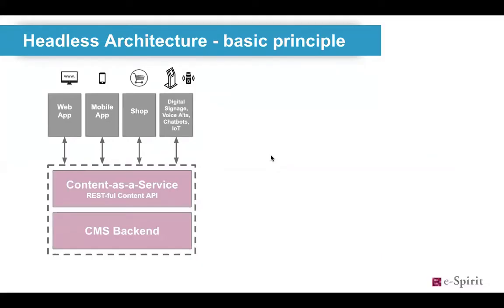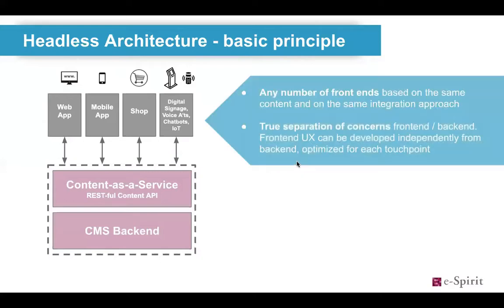Doing all of that with one front end, that can in itself already be beneficial, but it really becomes powerful when you look at more touch points. So right here in this diagram, you see that there's the website, there's also a mobile application or a PWA, there can be a shop, digital signage, voice assistants, or anything else. All of these can fetch content from the content as a service interface.